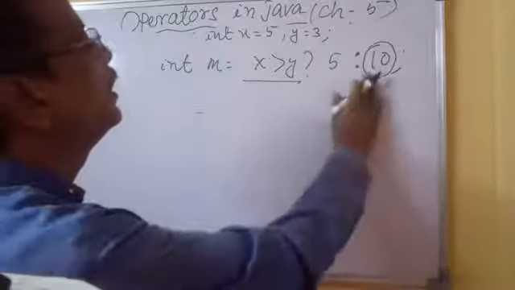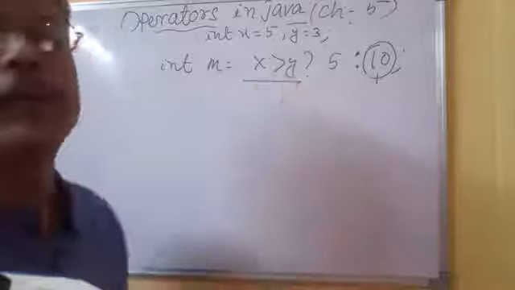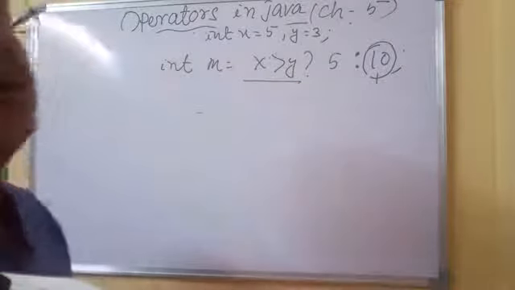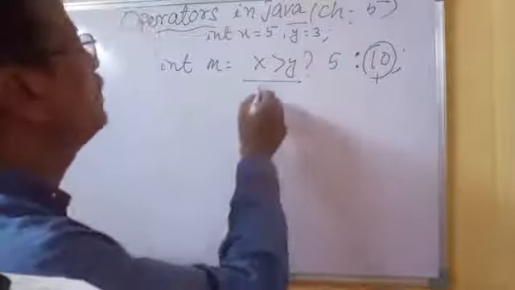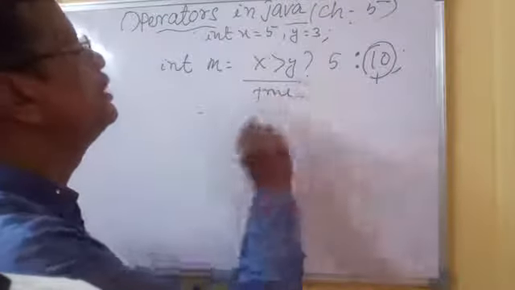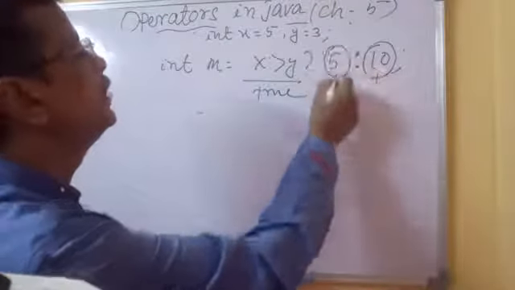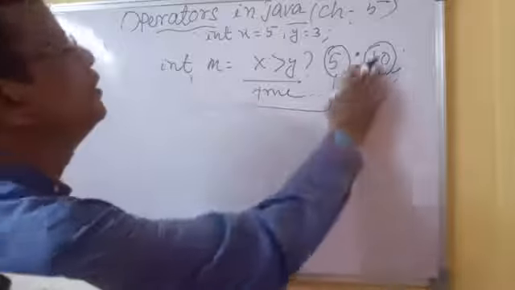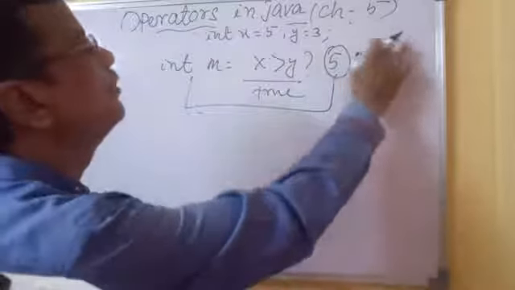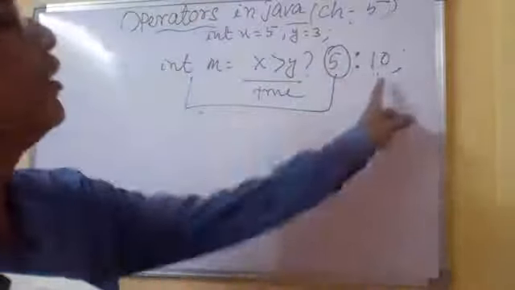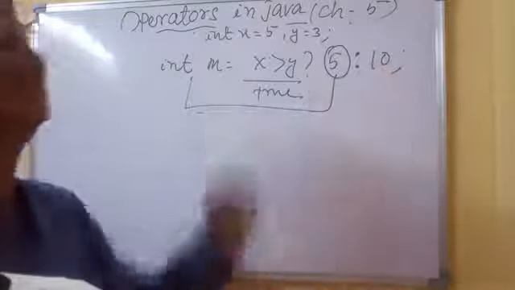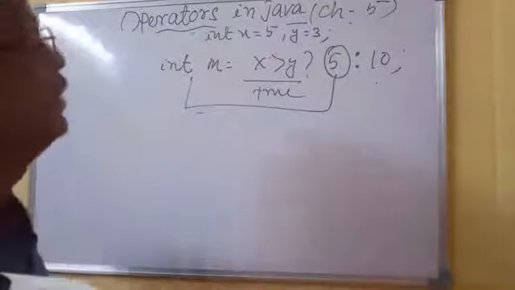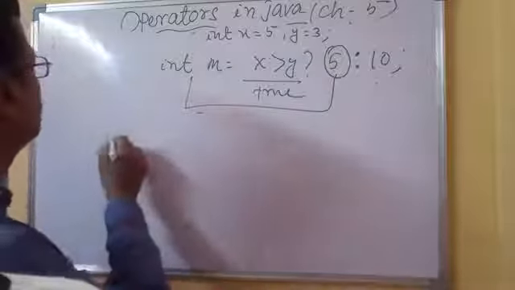Here the x value will be compared with y. The x value is 5, the y value is 3. So 5 is greater, it is true. So the answer is true, and true means this will be stored here. This will be stored, and this will be left by the computer. It will not perform that calculation. This one will not be stored. This one will be stored, the true part. So in this manner.